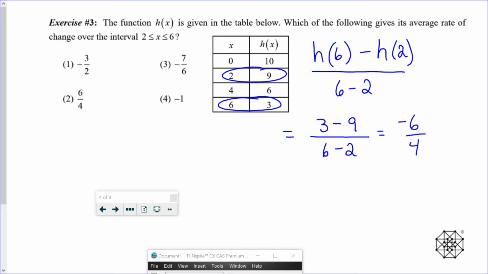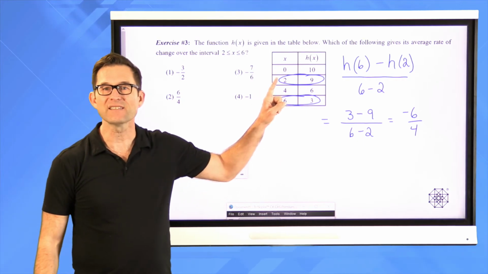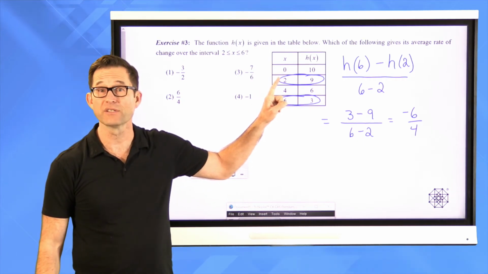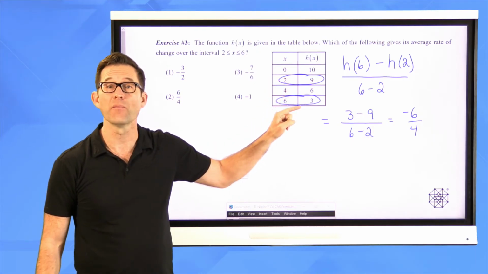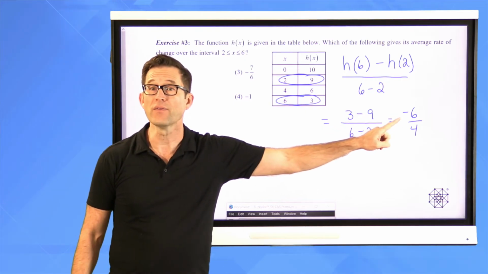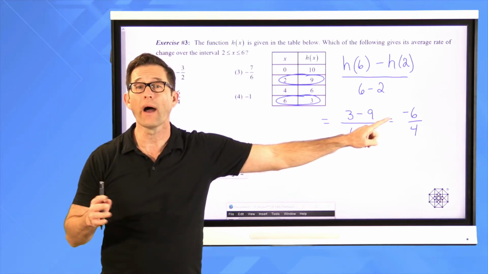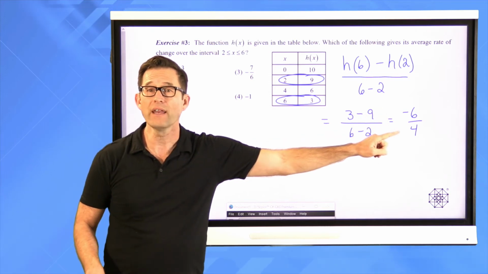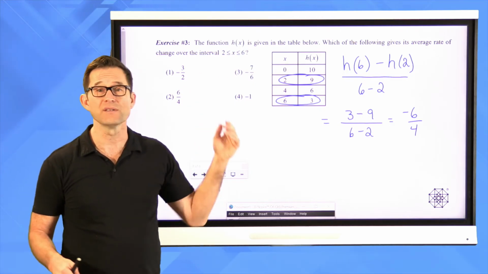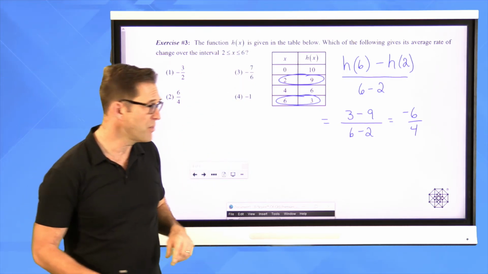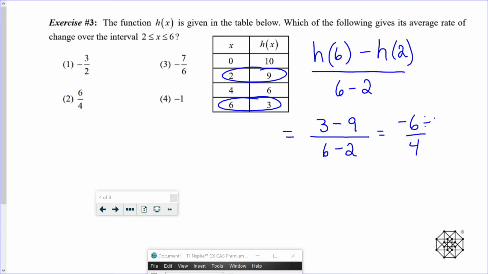And again, I'm going to just keep harping on this as much as I can. When x increased by 4 units, as it went from 2 to 6, y decreased by 6 units as it went from 9 to 3. And we're seeing that right here, right? The top is always the change in y, or the change in the function's values, divided by the change in the x values. Now, if I look at my answers, -6/4 isn't one of the 4 answers sitting there, and that's simply because it's not a fraction in reduced form. If I divide numerator and denominator by 2, I get -3/2, and that's choice 1.